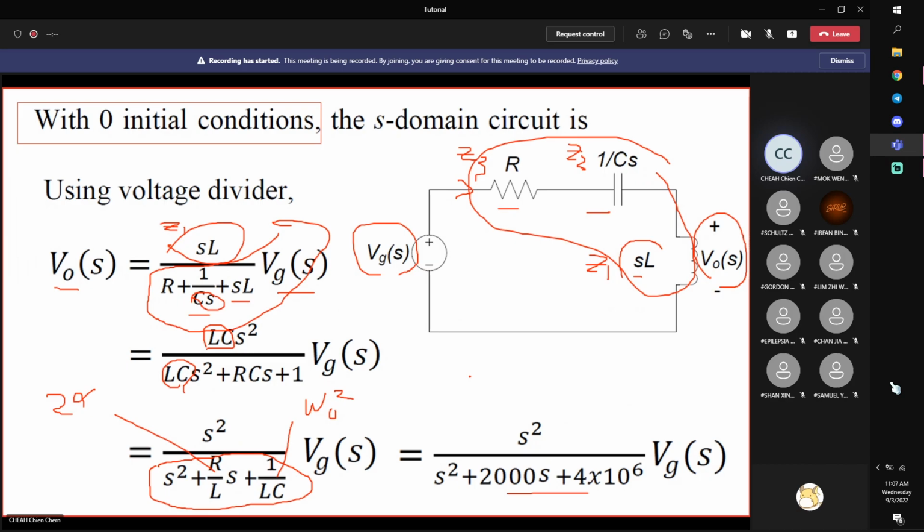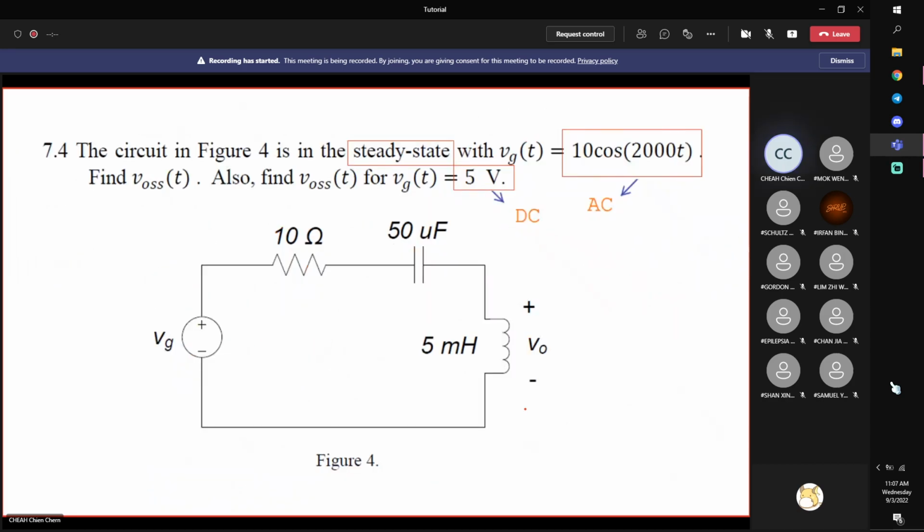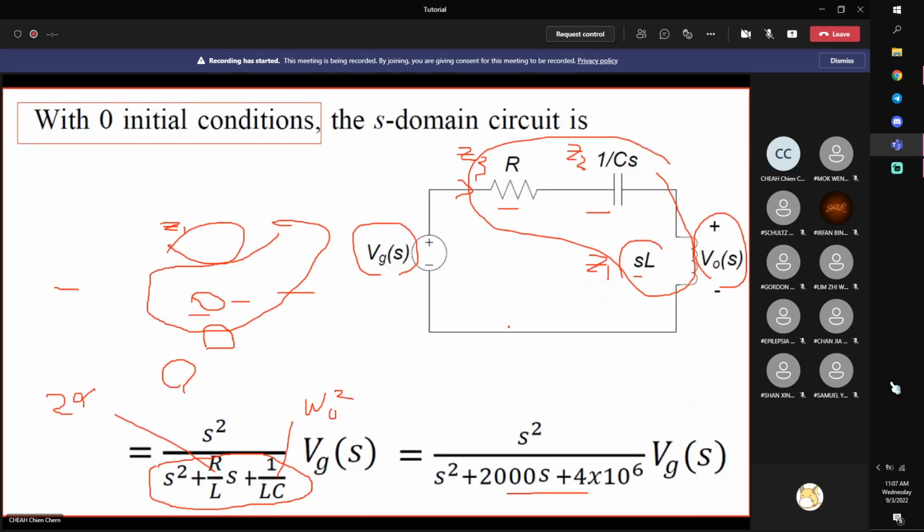Here we use Laplace domain because if the method is not specified, the natural choice is Laplace. If it says use time domain analysis, you have to use time domain. But you can use Laplace to check your answer, right? But the method must be in time domain. So I substitute all the values of R, L, C into it. Then I can get this value, right?